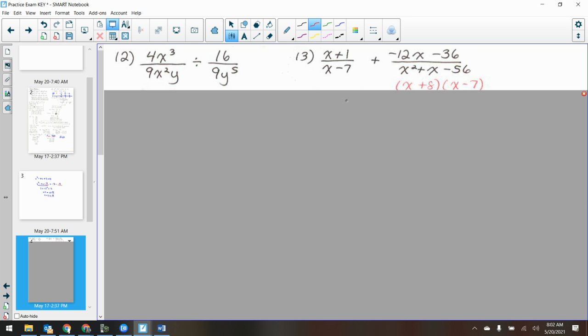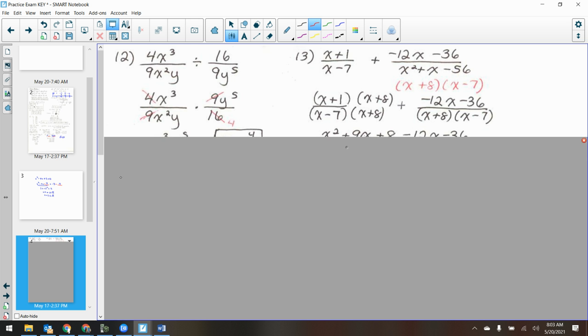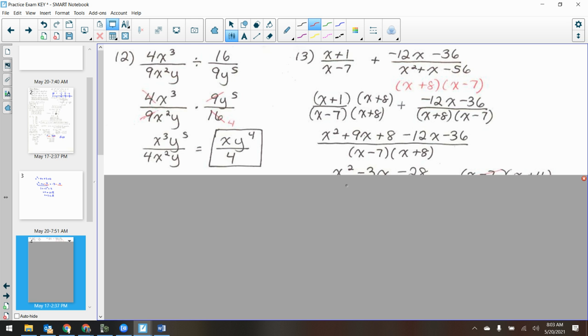With this division, I've got 4x to the third over 9x squared y divided by 16 over 9y to the fifth. Remember, keep, change, flip. So the first term stays the same, and the second term turns into 9y to the fifth over 16. And then you can start cross canceling.